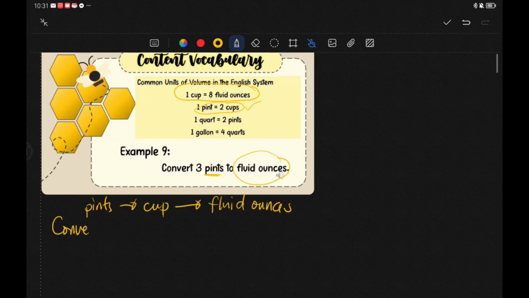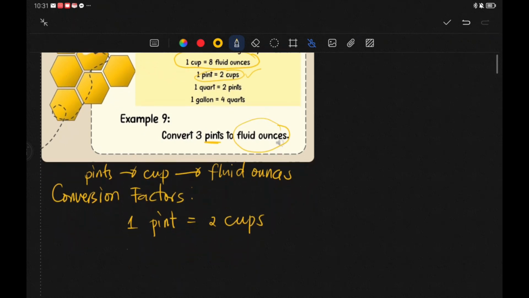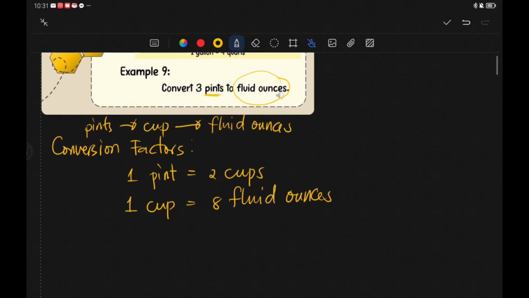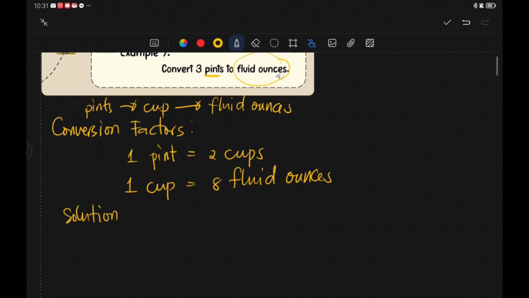So we are going to use two conversion factors. So first, the conversion factors is that 1 pint is equal to 2 cups. 1 cup is equal to 8 fluid ounces. Now let's have the solution. So we have 3 pints.